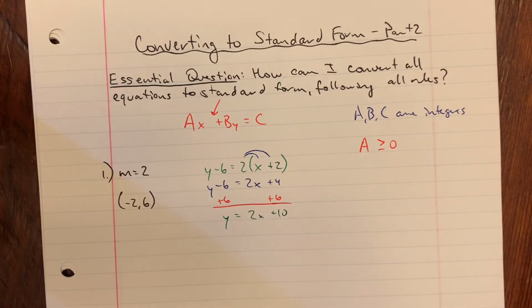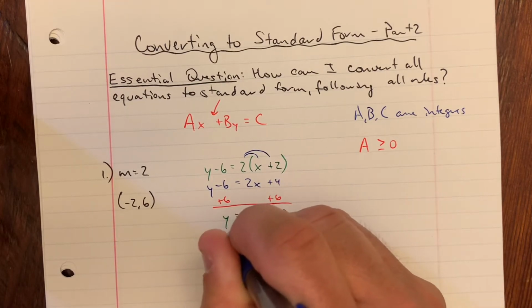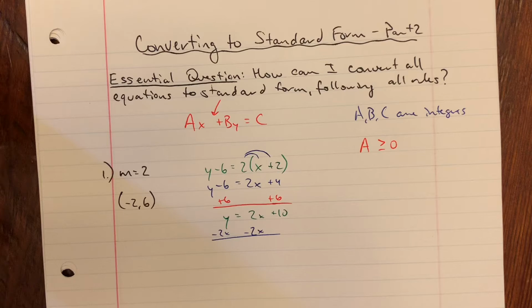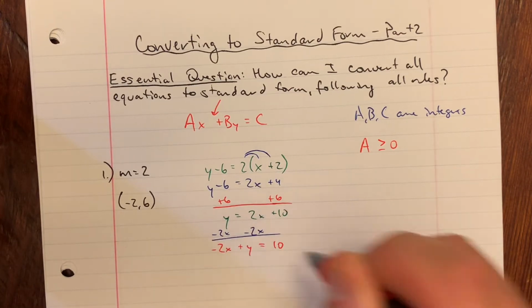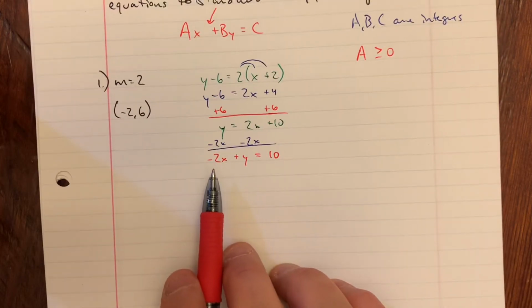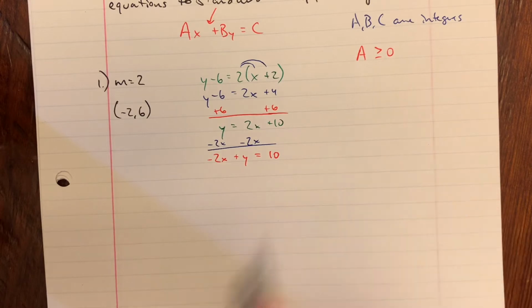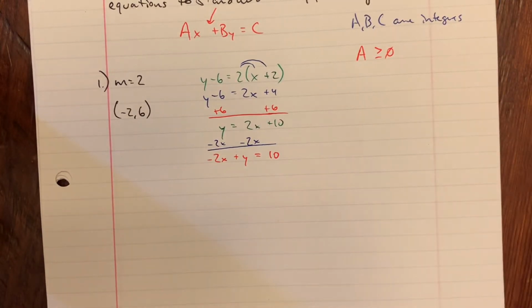So now we have slope-intercept form, so now let's get it to standard form. Let's move our 2x from the right side to the left side. So I'm going to subtract 2x from both sides. And now I'm left with -2x plus y equals positive 10. So now I have A as a negative number, and it's got to be greater than 0. So my question is, how do I change this?